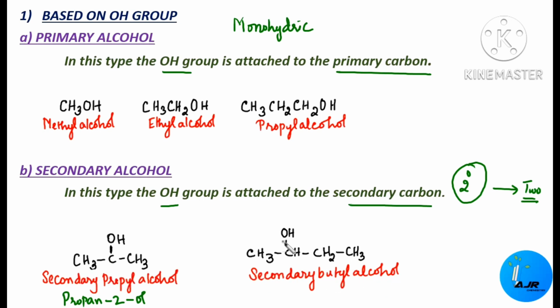Now check this example. This OH group is attached to this carbon atom and this carbon atom is attached to two more carbon atoms. This carbon atom is directly attached to two more carbon atoms. So this is a secondary carbon, and since this OH group is attached to the secondary carbon atom, this is an example of secondary alcohol.